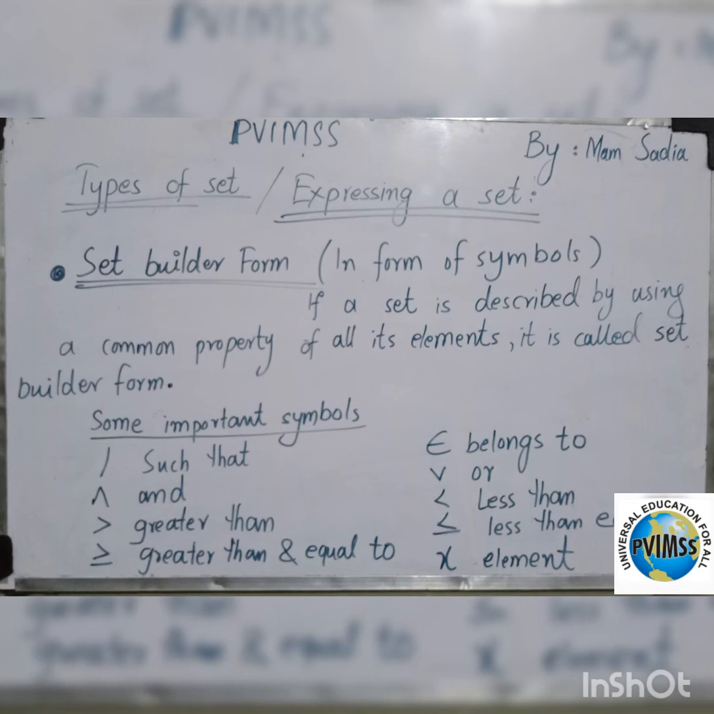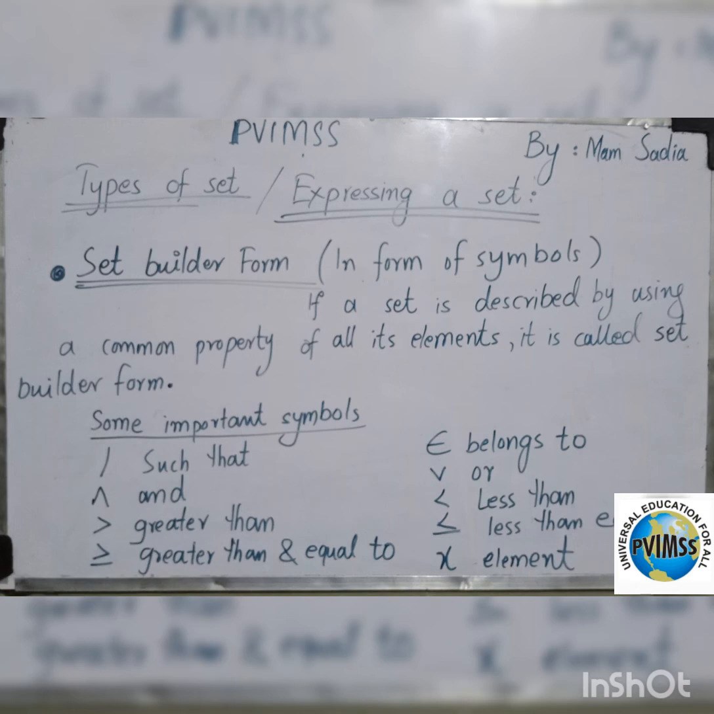The next one is greater than, and if there is a line under greater than, we will say greater than or equal to. The next symbol is belongs to. Next is or, it's a V. Then less than. If a line is under the less than symbol, we'll say less than or equal to, and X is used to express the elements of a set. It is a special form of set, and you must learn all these symbols, and then you will easily write this form of the set.